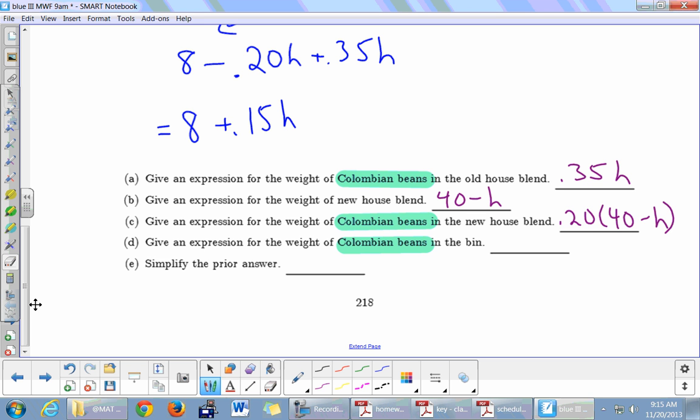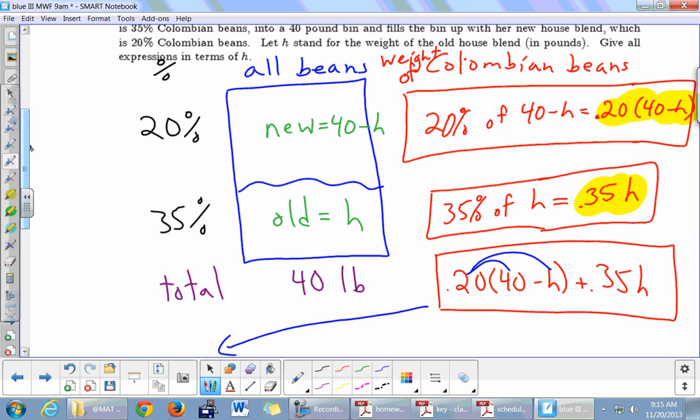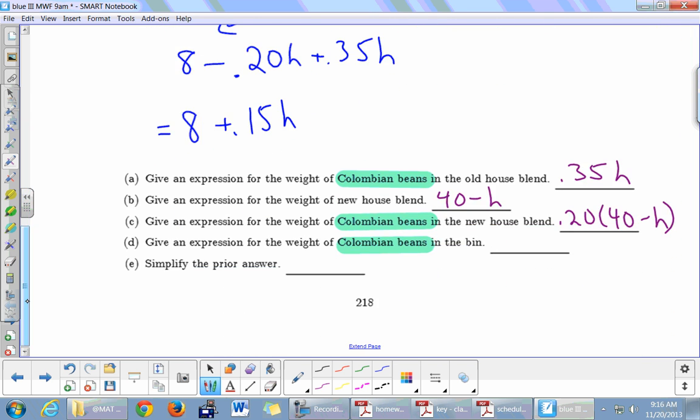All right, and the next one, expression for the weight of Colombian beans in the bin. So that doesn't reference the new or the old, so what are we talking about here? If it's not new or old, what row is it? It is red, and it's the bottom one, it's the total, right? Because it doesn't reference old or new, we must be talking about everything altogether. So it's that bottom expression before we simplified it. So that was 0.20 times 40 minus h plus 0.35h.